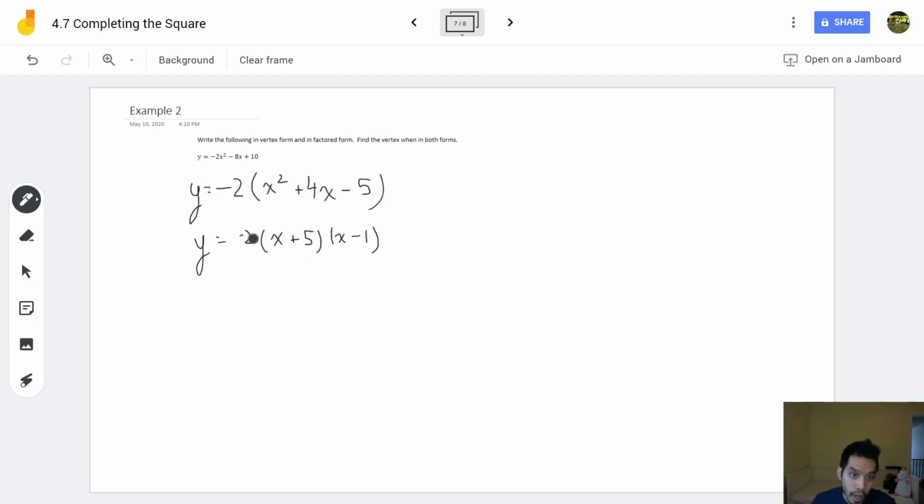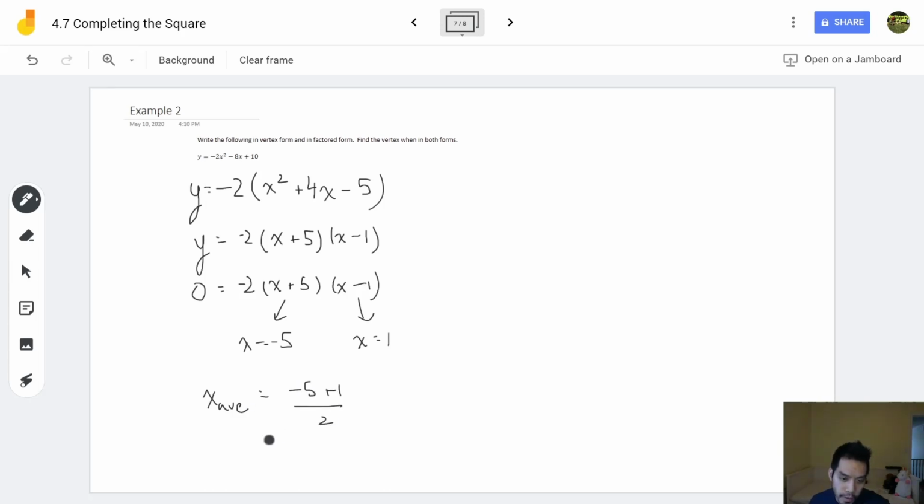And here, in order to find the vertex, we're going to find the x-intercepts. That's the advantage of factored form. So to find the x-intercepts, we set y equals 0 over here. And now that it equals 0, we can state that x equals -5 and x equals 1. To help us find the vertex, we're going to find the average between these two. We add them together and divide by 2. That's how you find the average of two numbers. -5 plus 1 will be -4, divided by 2 will be -2.